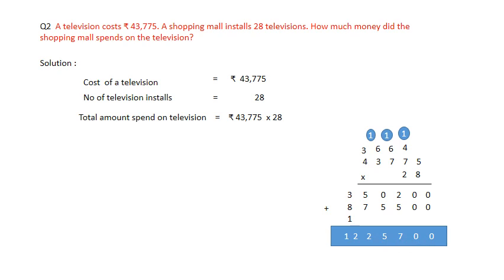So what is your final answer? Student, you know how to read. Come on, read this. How to read? This is ones, this is 1000, and this 2 is lakhs. So we are going to read it as 12 lakh 25,700. So the shopping mall spent 12 lakh 25,700 on the televisions. Student, just copy down the question.